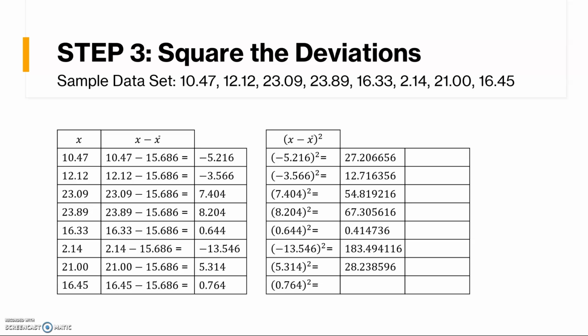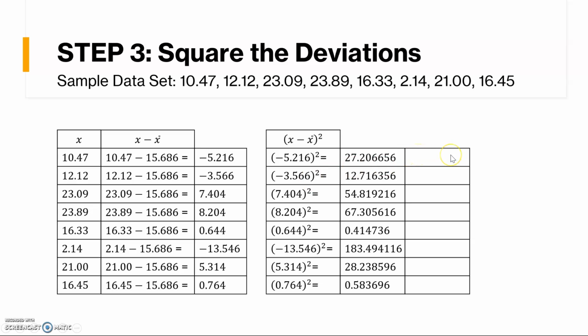5.314 squared is 28.238596. And 0.764 squared, that is 0.583696. Okay? Now, notice I multiplied a negative times a negative. That will always give us a positive. A negative times a negative is a positive. A positive times a positive is also a positive.